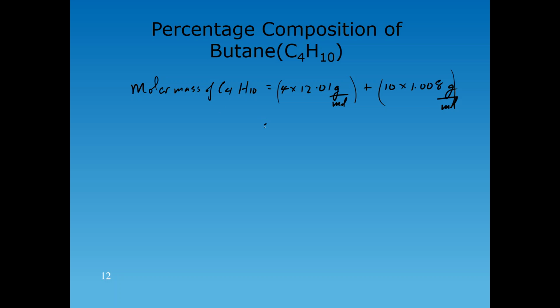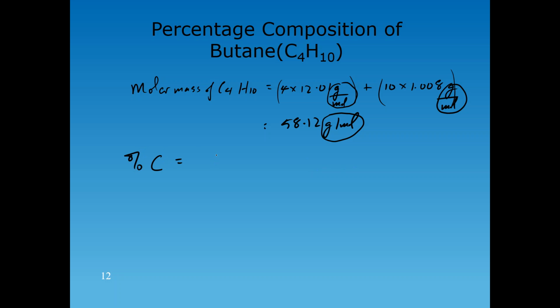And then we have to do the arithmetic. So 4 times 12.01, plus 10 times 1.008. According to my calculations, this works out to be equal to 58.12 grams per mole. And by the way, I could just as well use AMU for these units here, right? If you use AMU instead of grams per mole, in which case you'll be calculating the molecular mass, same results, right? Okay, so the next step is to find the percentage of each element.